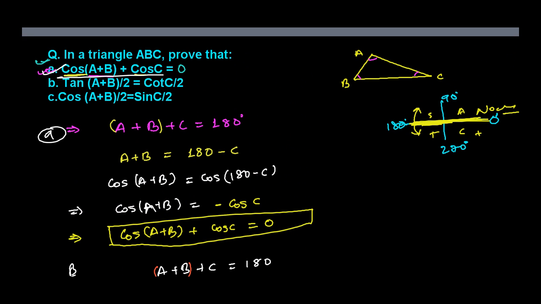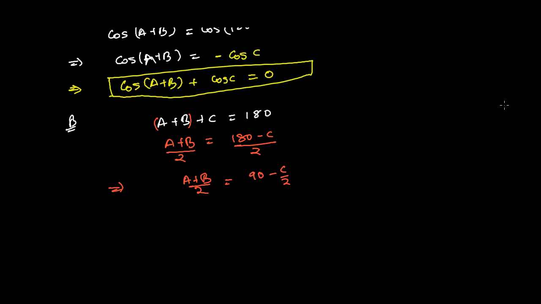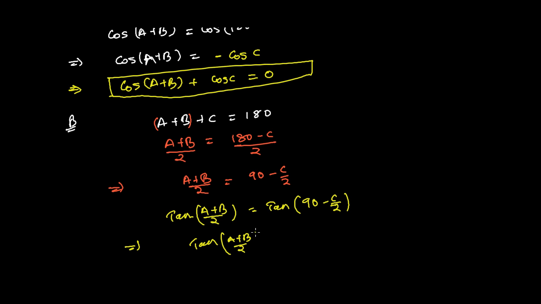And now what they are taking, actually they are taking tan and cot. So let's take tangent both sides. When we take tangent both sides, we'll get tangent of (A plus B) by 2, and here also we'll get tangent of (90 minus C by 2), and this is tangent of (A plus B) by 2. Let's keep it. And then now let's discuss this tangent of 90 minus C by 2.